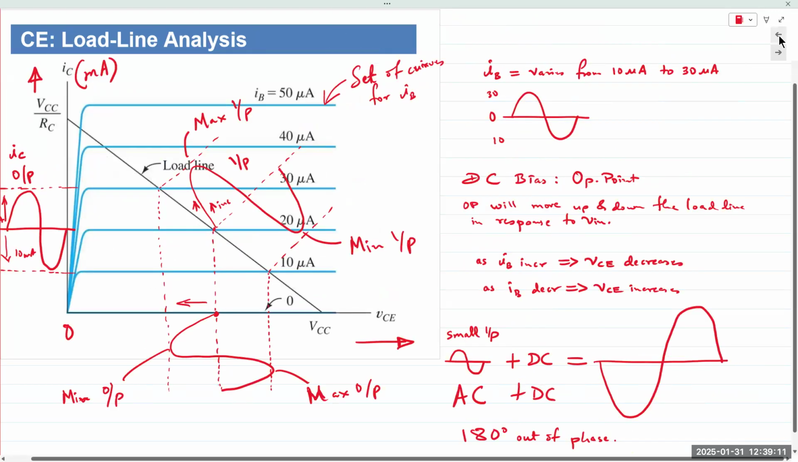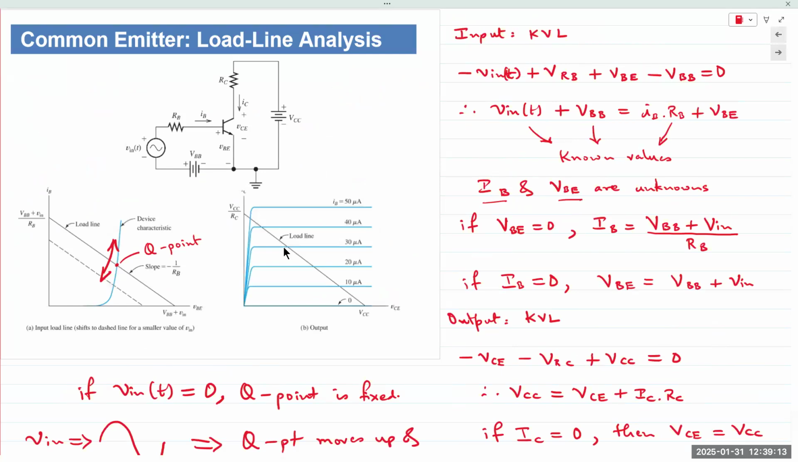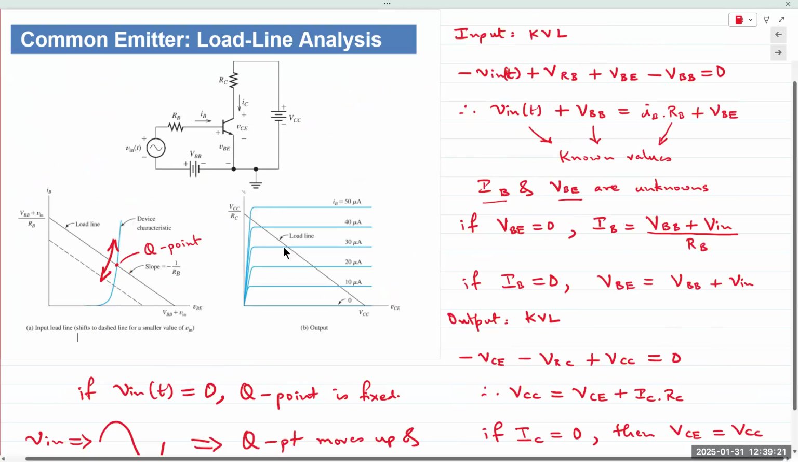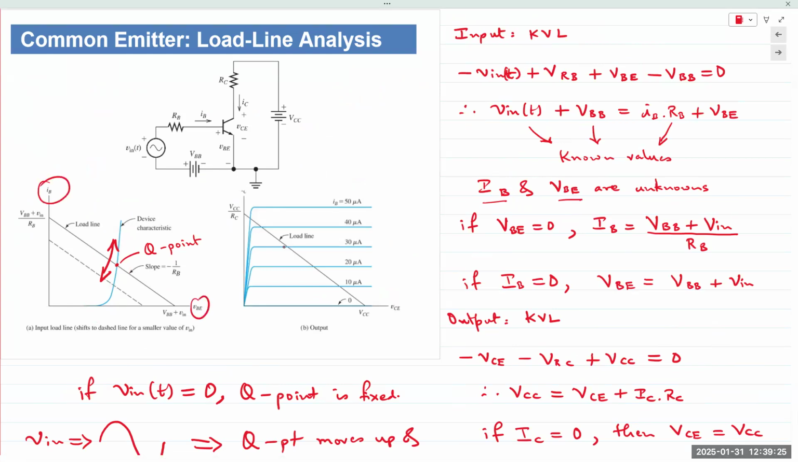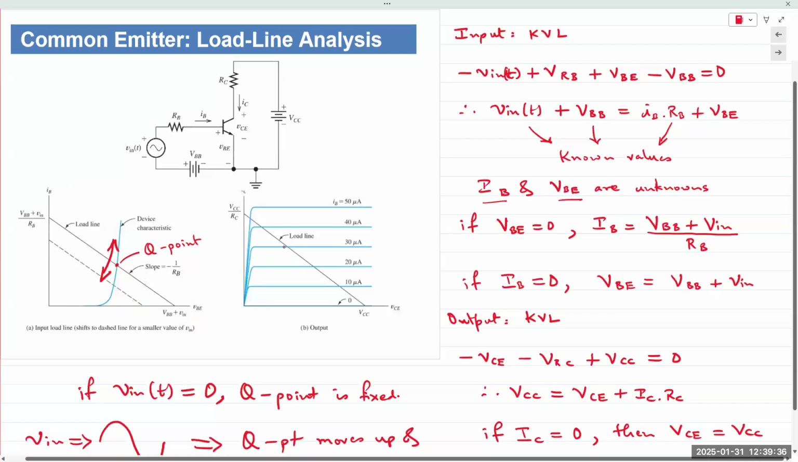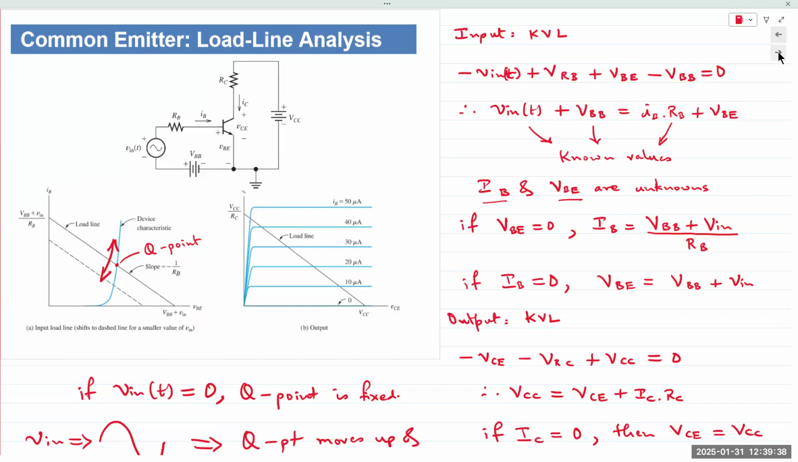Yes, the blue plot lines, right? This one, yeah, that's on the input side for the base. So it's a base-emitter, so it's IB as a function of VBE. So it's basically a forward-biased PN junction diode. Hence, it looks like this. So that's the input side, and the one on the right is the output side.